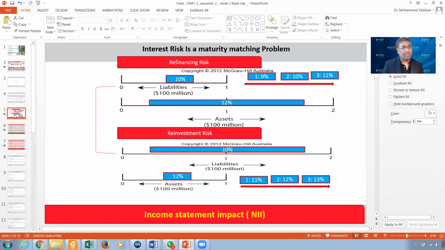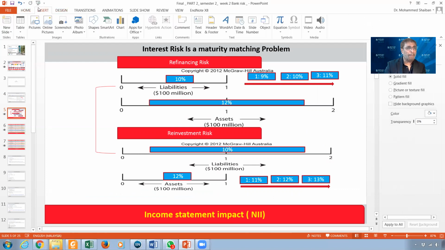I know this slide has too many colors and things in it, but I meant it. I tried to make it like this, just as easy as this, and this is very easy to explain.